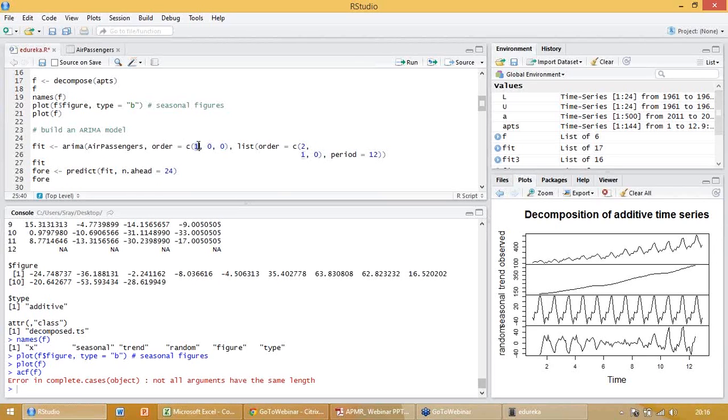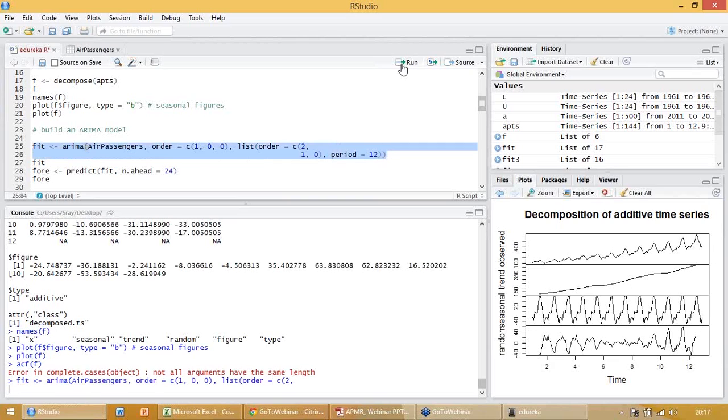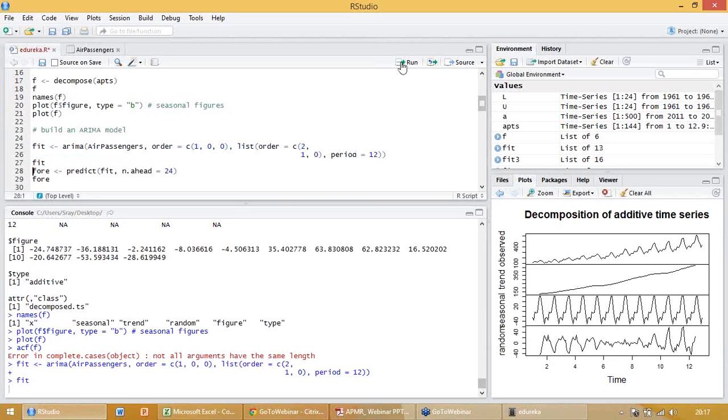So I say make one AR model, a 1 lag ARIMA model, or 1 lag autoregressive model. And I saw there's a seasonality also. So 2 lag AR seasonality, 1 interval, and no moving average for 12. So I'll run this, right, and I'll see the output.